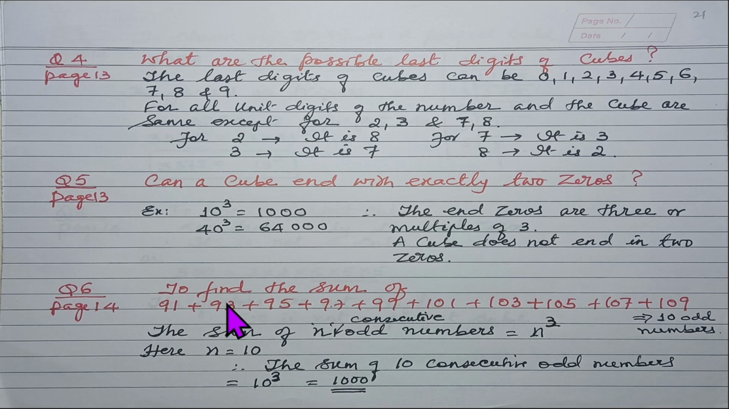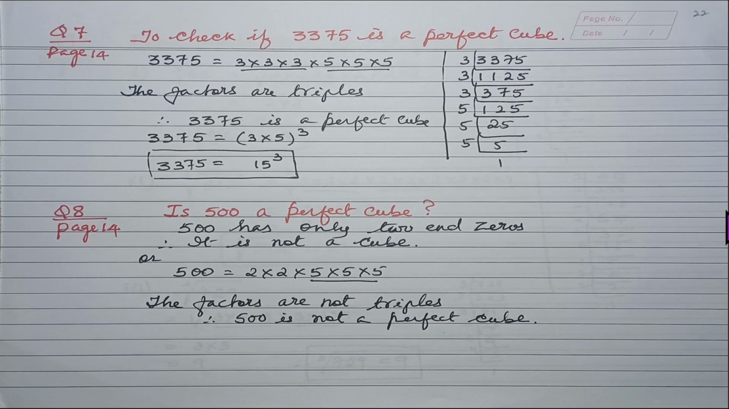Now, to find the sum of the consecutive odd numbers starting from 91 plus 93 up to 109, that is 10 odd numbers. So since 10 odd numbers are added, we get 10 cube because the sum of n consecutive odd numbers is n cube. Therefore 10 odd numbers is 10 cube, and that is 1000.